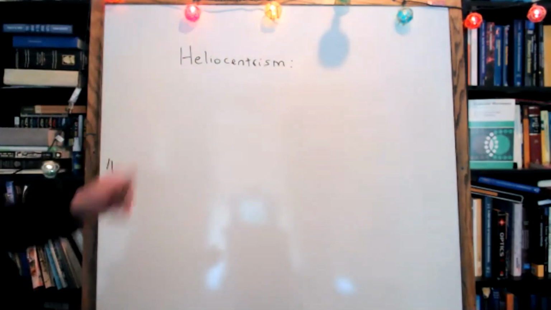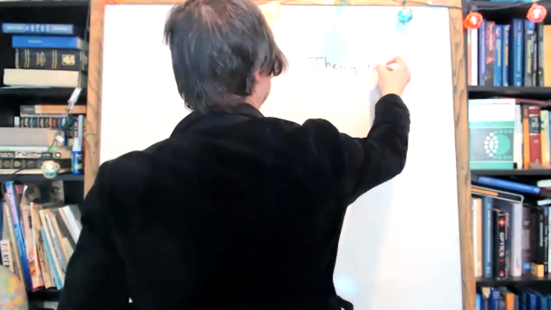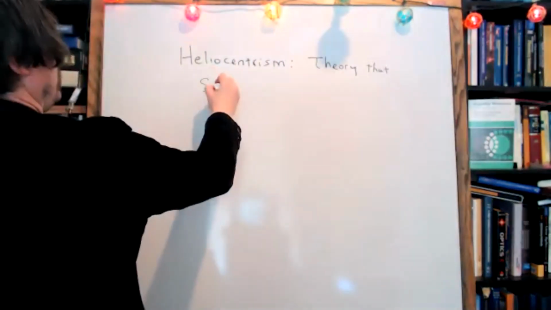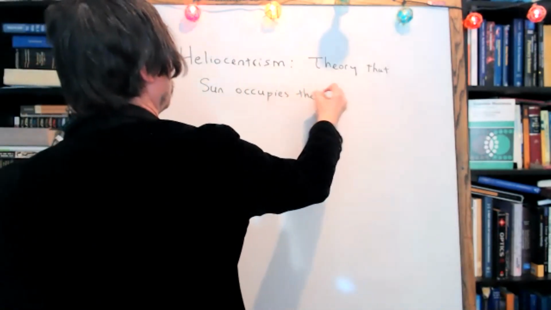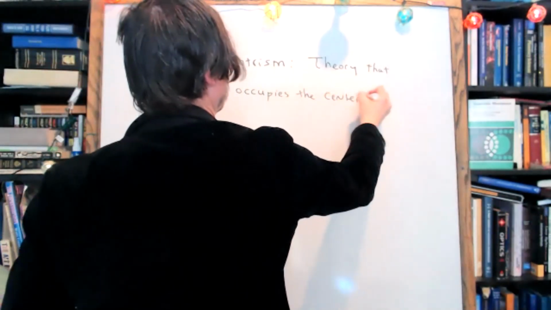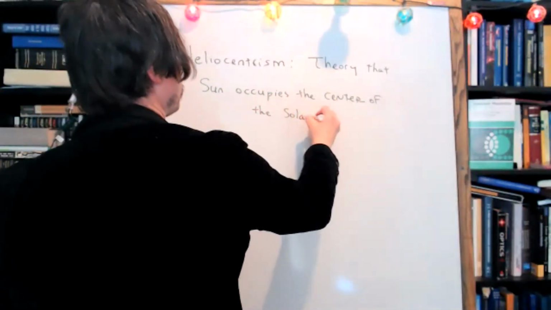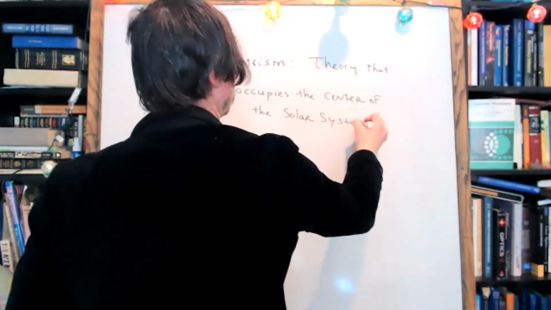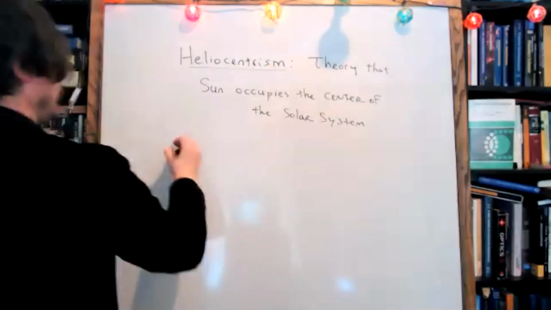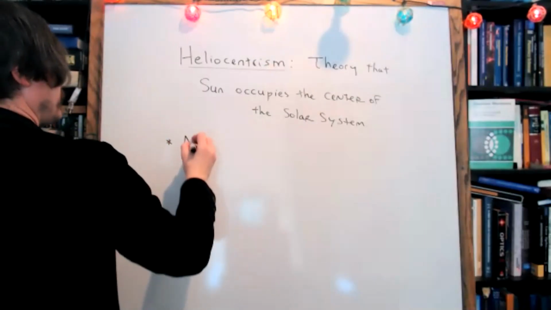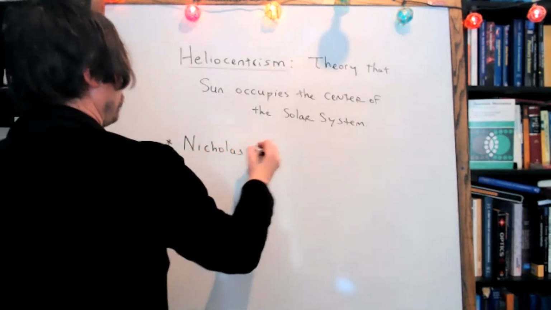Heliocentrism, as the name suggests, is the theory that the sun occupies the center of the solar system. And the person we have to thank for this theory is the famous Polish astronomer Nicolas Copernicus.